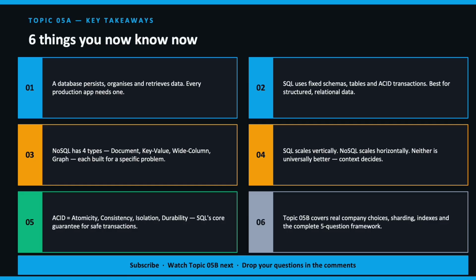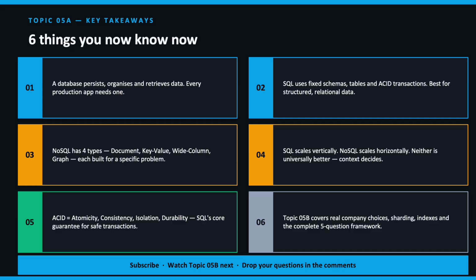Let us close with what you know now. 1. Databases persist, organize, and retrieve data. Every production application needs one. 2. SQL databases use a fixed schema, tables, and ACID transactions. Best for structured relational data where correctness is critical. 3. NoSQL is not one thing. It is four types: document, key-value, wide column, and graph, each built for a completely different problem. 4. SQL scales vertically. NoSQL scales horizontally. Neither is universally better. Context decides.